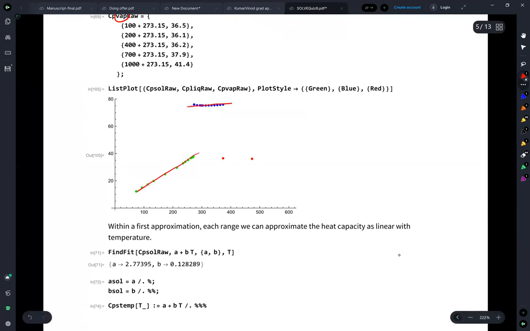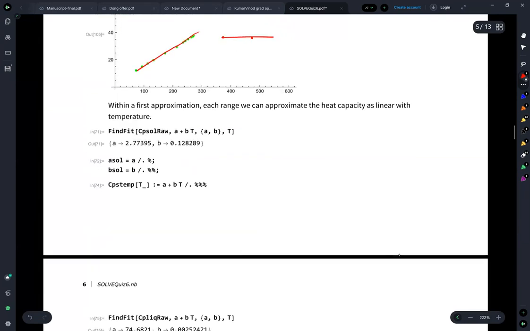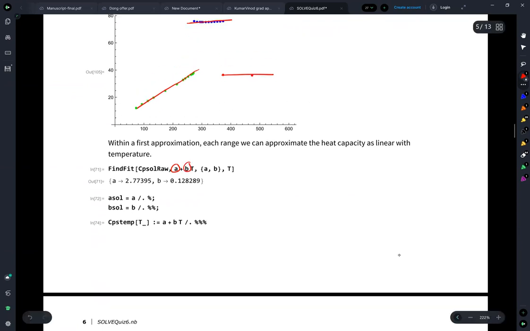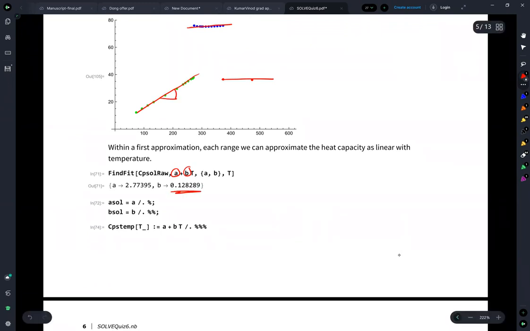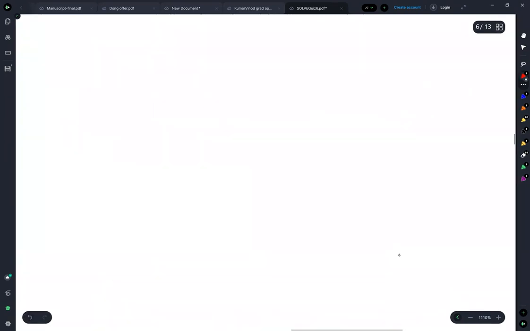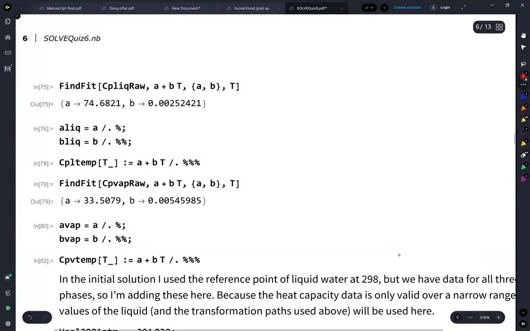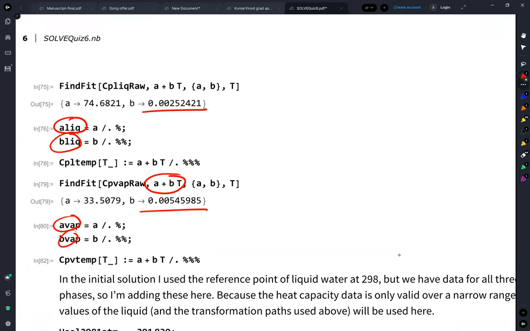So I applied a fit for each. And from that fit, I got the intercept and the slope. So you can see the solid has a fairly significant slope. But when you start getting to the liquid and the vapor, it's much flatter. So now I've got a set of these constants, A liquid, B liquid, A vapor, B vapor, that expresses the polynomial, or in this case, linear, fit to the heat capacities.